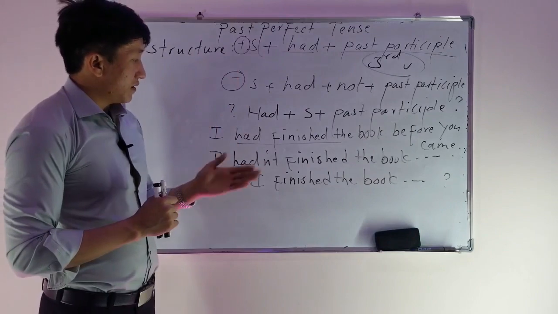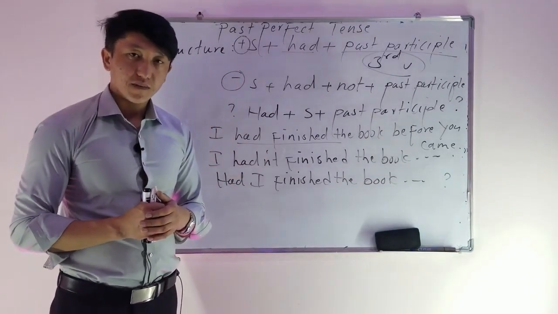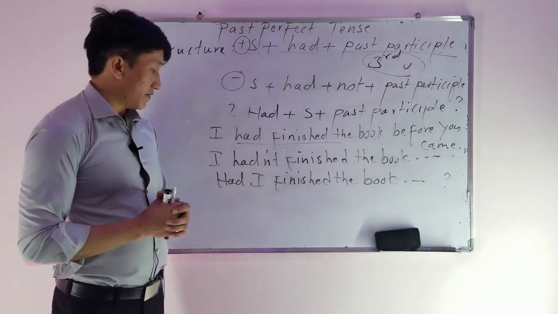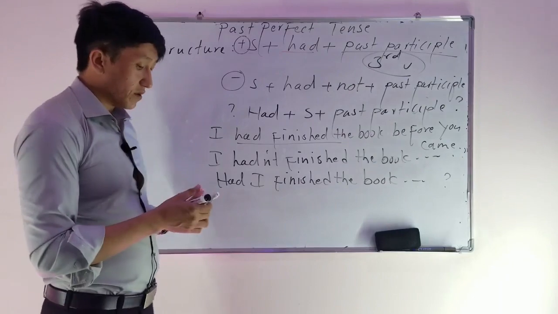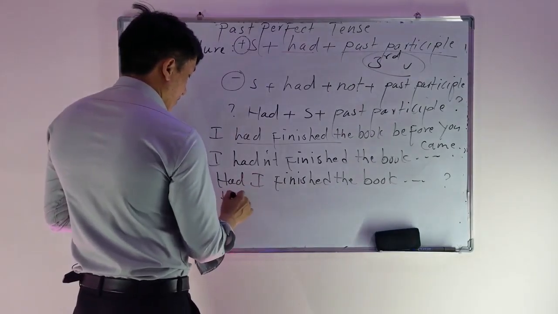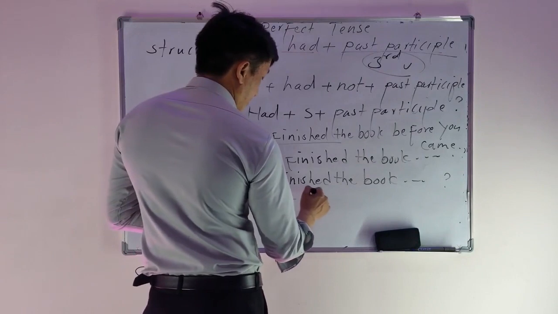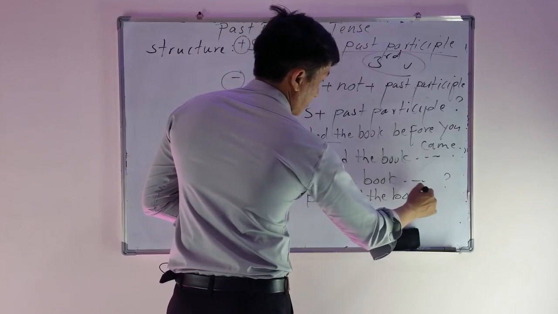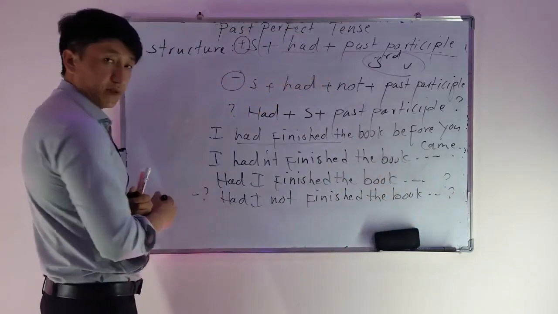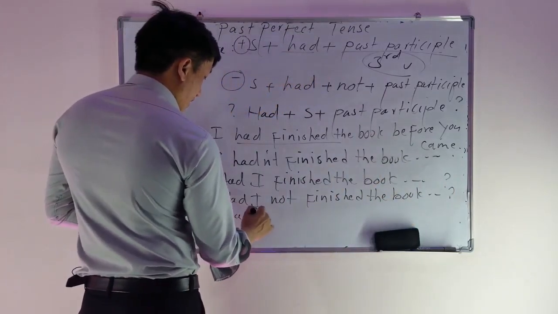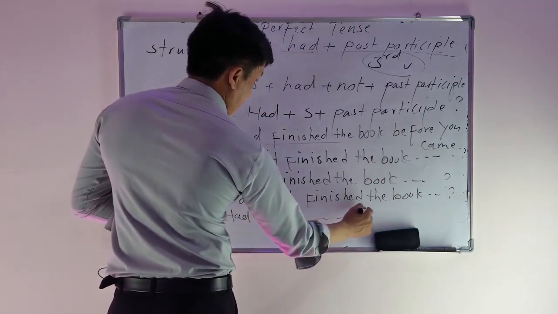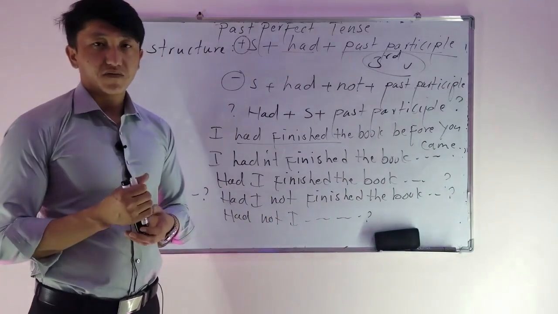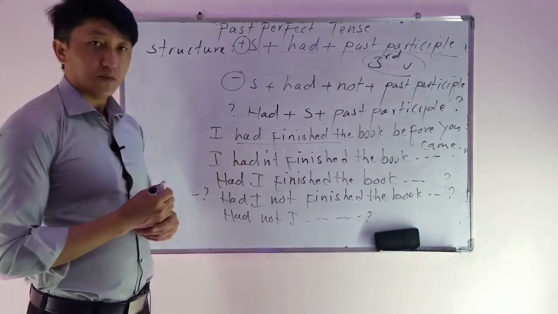And this is the negative form. If I want to change it to negative, we use not after the auxiliary verb, and the auxiliary verb here is had. If I want to change it to a question, I have to use had at the beginning of the sentence. You can also change it to other forms. For example, we can say had I not finished the book? This structure is the negative interrogative. It's the formal one, but we can also say hadn't I, and put a question mark. These are the structures, or forms, of the past perfect.